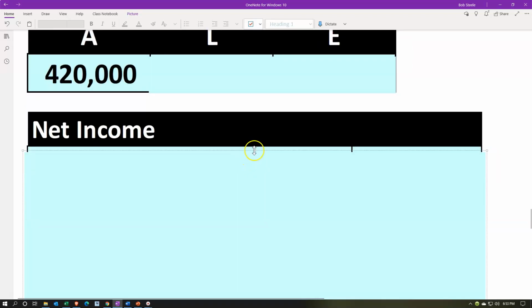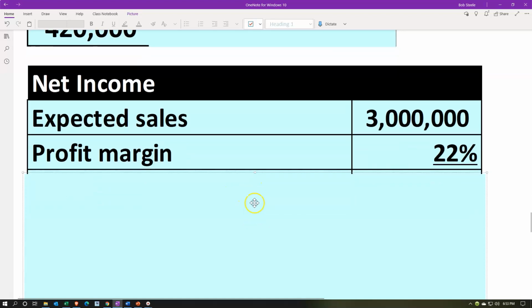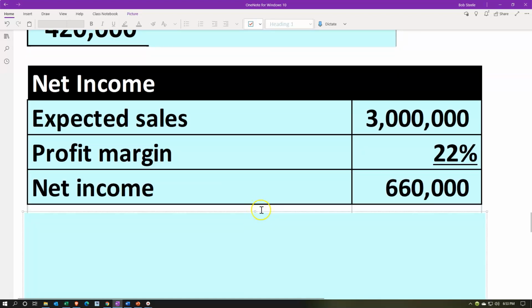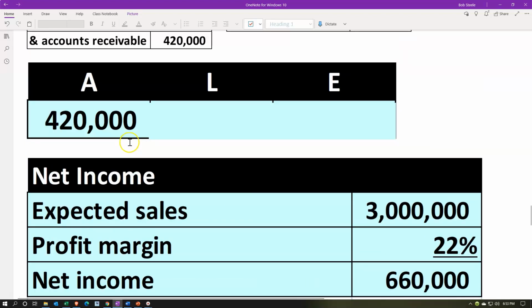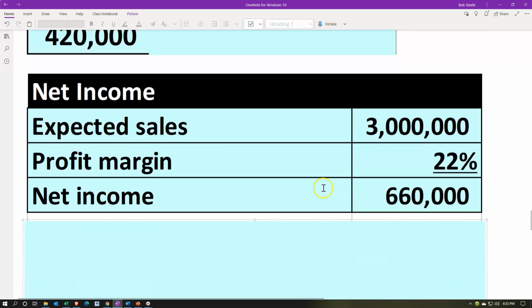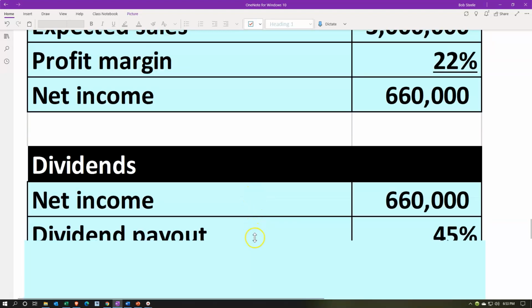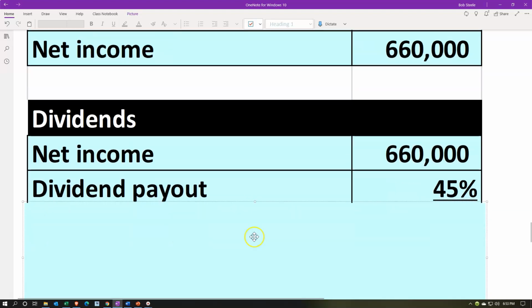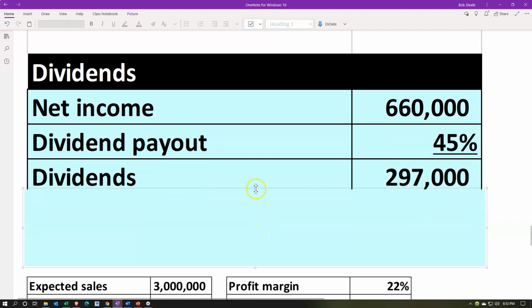So we'll then take a look at the net income. Net income is going to be the expected sales of the 3 million. We then have the rate, which is the profit margin of the 22%, bringing us down to the net income. So we think the net income is going to be 660,000, which would take care of our asset increase. However, that's what the equity side would be going up by if we didn't have the dividends, but we do have dividends, and we said that we're going to be giving out dividends of 45%. So of the net income, we're going to be giving out dividends of 45% to the owner. That's going to be the 660 times the 45%, or dividends of 297,000.